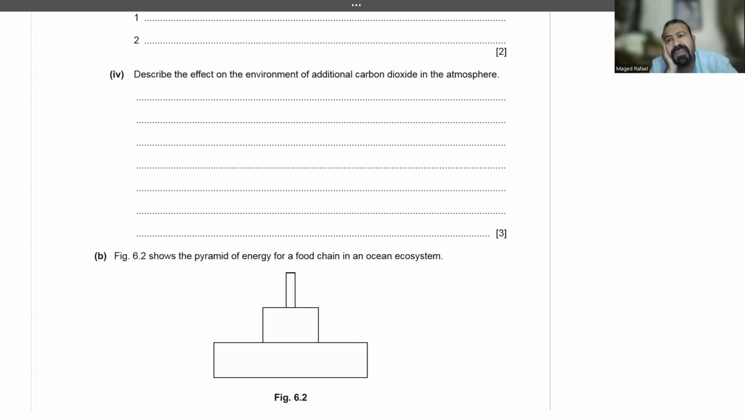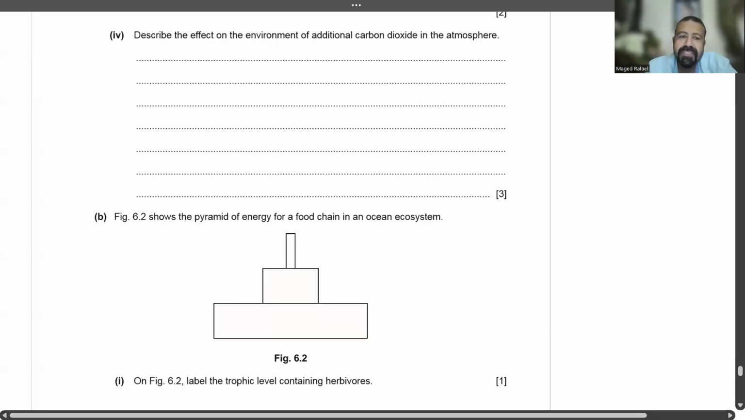You need to talk about carbon dioxide being a greenhouse gas. This will increase the temperature or global warming. This will cause a greenhouse effect. This will change the climate. The sea level increases. It might cause habitat destruction. I'm giving you more than 3 marks. You should know all of this.